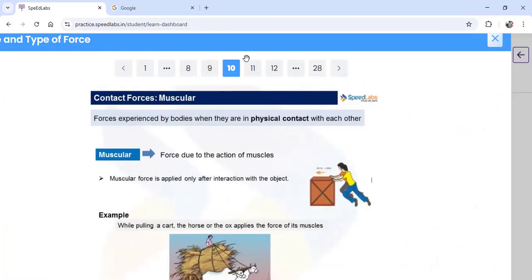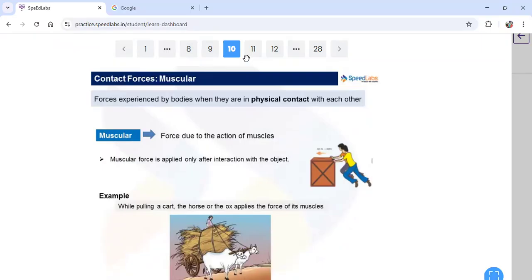Okay, let's talk about the muscular force first, contact forces. Force experienced by the bodies when they are in physical contact with each other. Okay, you can see this person pushing the box. So contact forces, muscular force, the force due to the action of muscles, is called muscular force. Muscular force is applied only after interaction with the object. Okay, you can see, children. Now, while pulling a cart, the horse or the ox applies the force of its muscles. Okay, because of this the cart moves.